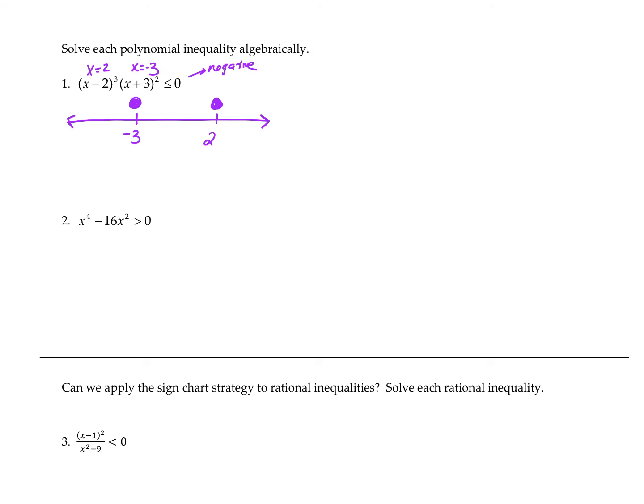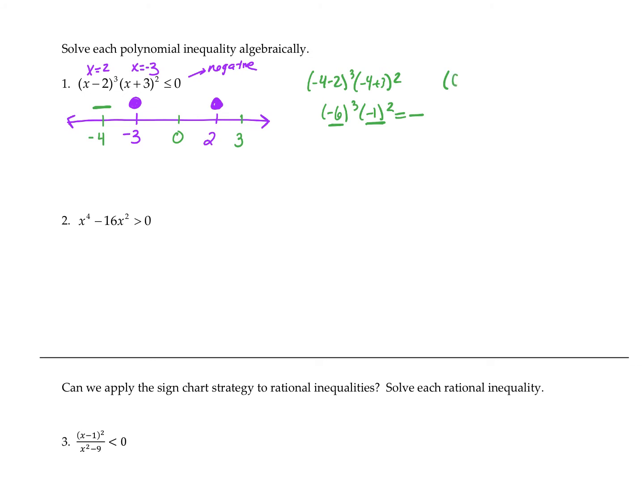And then I'm going to pick some points to test. So something less than -3 is -4. Something between -3 and 2 is 0. Something bigger than 2 is 3. So I'm going to test each of those. So -4 minus 2 cubed, -4 plus 3 squared. Well, anything cubed is still going to be negative. So this is going to be -6 cubed and then -1 squared. This will be positive. This will be negative. But a negative times a positive will give me a negative. So this first section is negative.